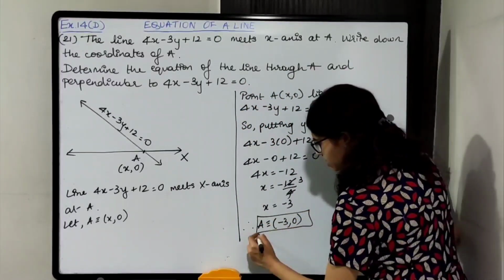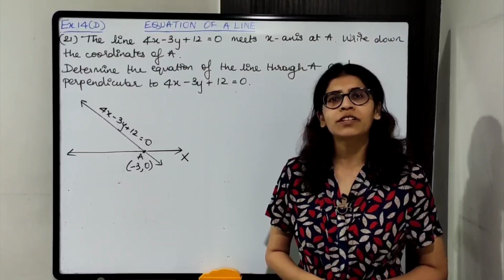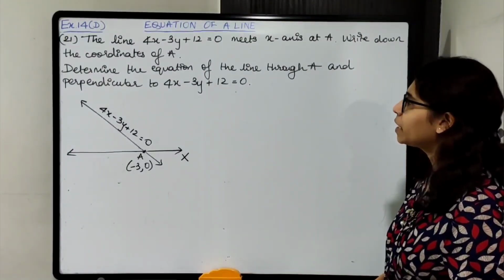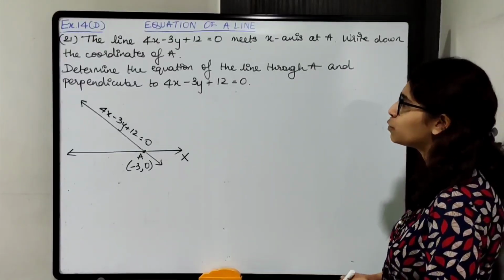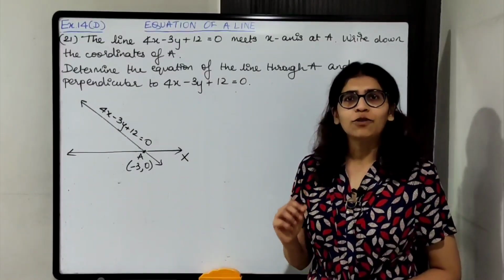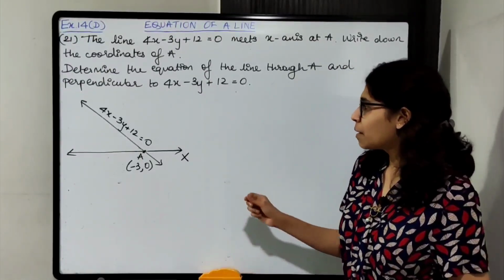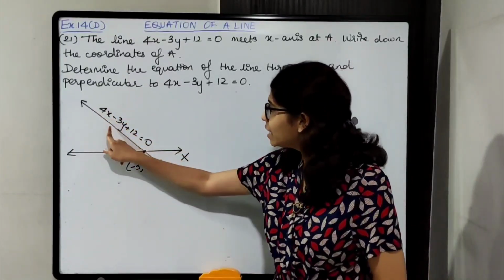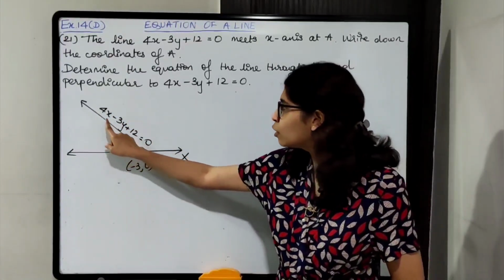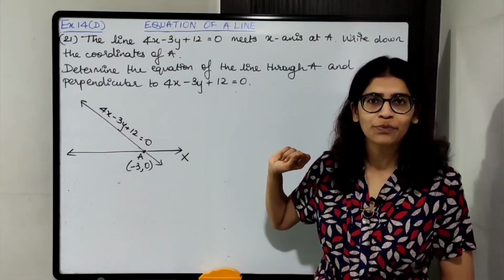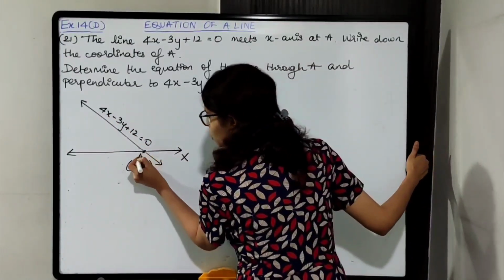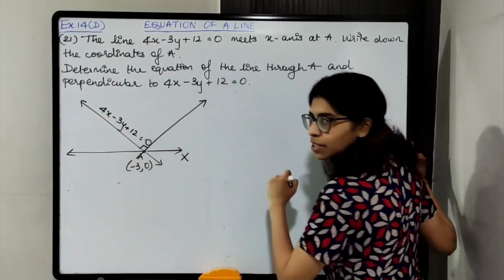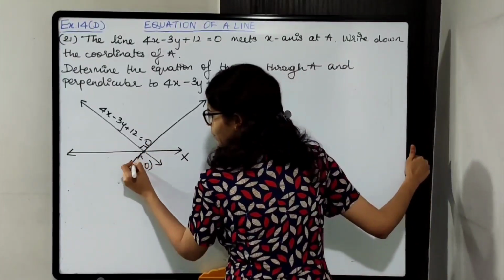So box this. Okay. Now coming to the remaining part of the question. Determine the equation of the line through A and perpendicular to 4x minus 3y plus 12 equal to 0. We have to find the equation of the line which is passing through A. A से pass हो रहा है and ये line से perpendicular है. It is perpendicular to 4x minus 3y plus 12 equal to 0. So there is a line which is perpendicular to 4x minus 3y plus 12 equal to 0 and is passing through A. Okay.